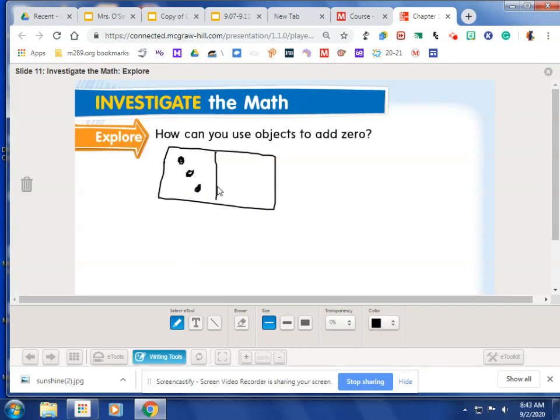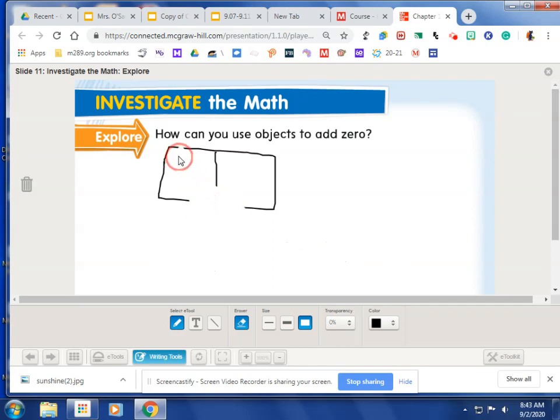If I were to write an addition number sentence with this domino, I would write 3 plus 0 equals. 3 plus 0 equals what? It will still be this number 3 because there is nothing to add to it. Do you see that? There's nothing to add to it. Okay, let's do another one.